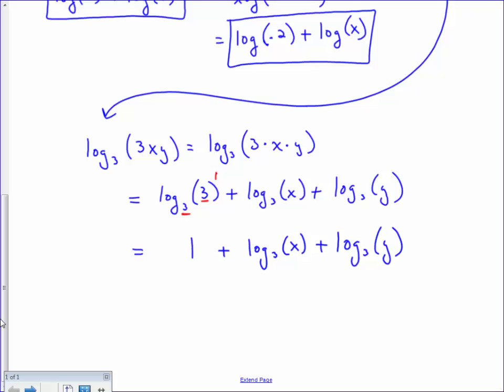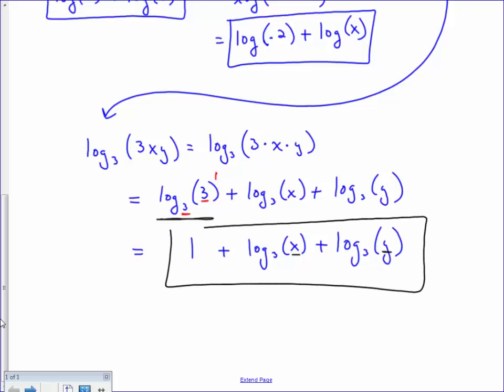Sometimes you'll have a question of, are you done or are you not done? Generally speaking, you want to make sure that your arguments are just single values. So in this case, my argument on the second log is just an x, argument in the last log is just a y. And then also make sure we can't use some kind of special rule like we did here to simplify one of them. Okay, if the answer to those things are no, then you're done simplifying your question.